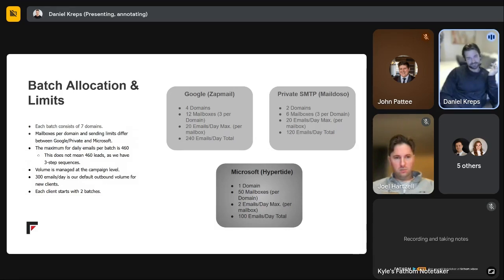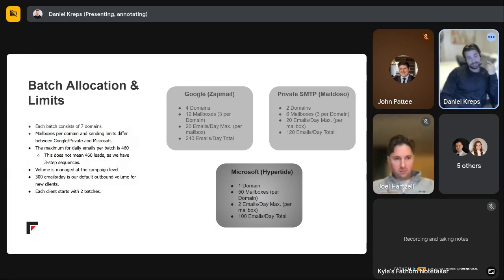And by default, each client starts with 2 batches. There's rare exceptions we've had where you guys might sign somebody who's, I don't know, not on contract. So we might only buy 1 batch, and then if they commit at month 2 or 3, then we'll buy the second batch just to reduce costs. But usually we start every client with the same allocation of 2 batches.